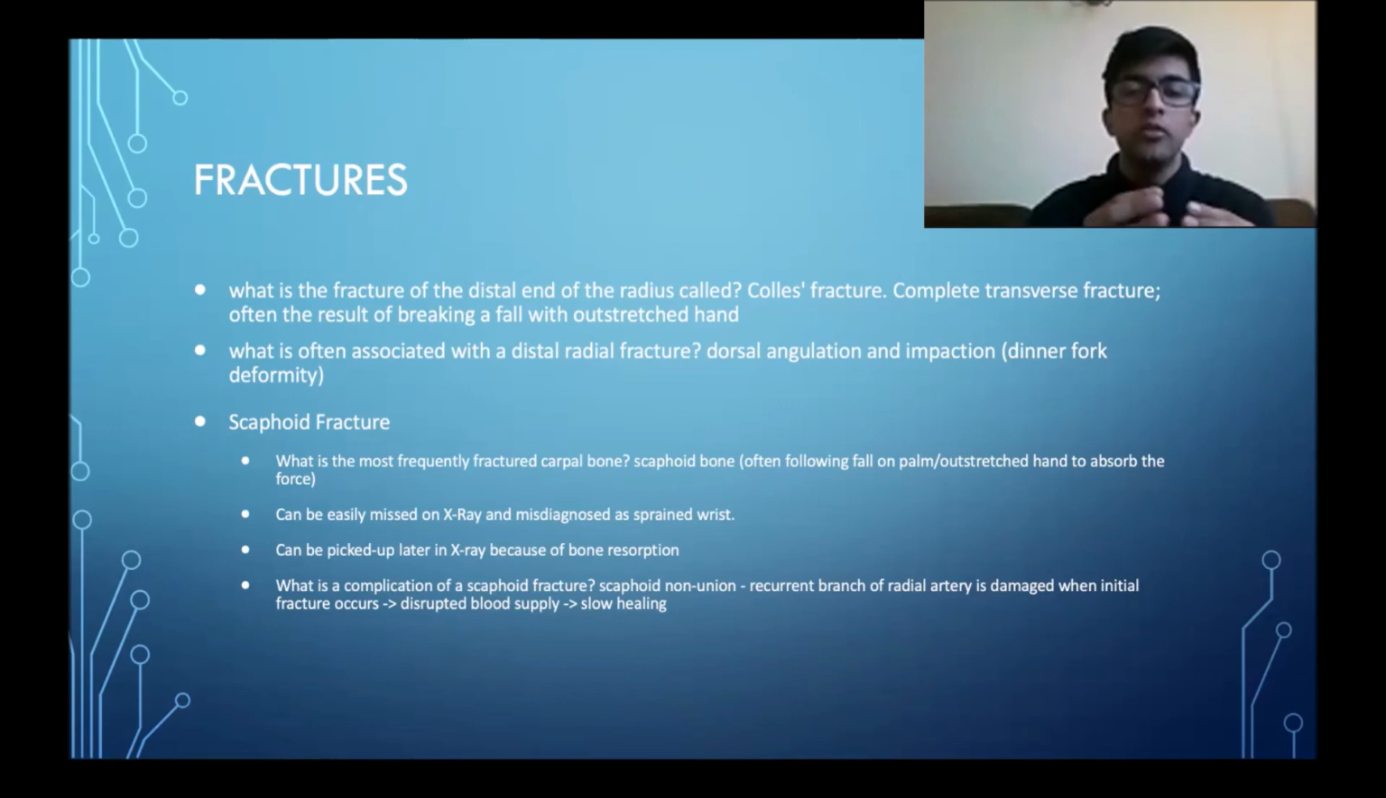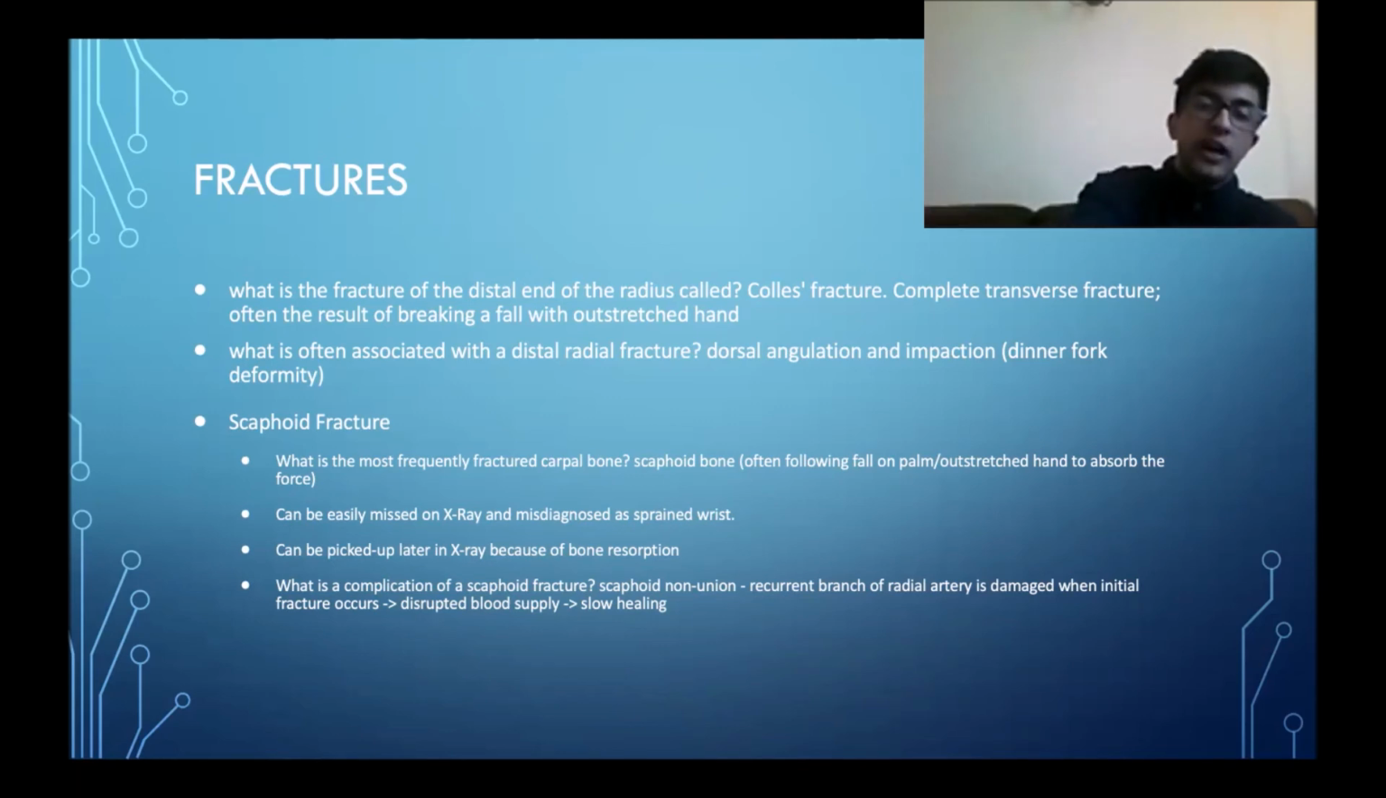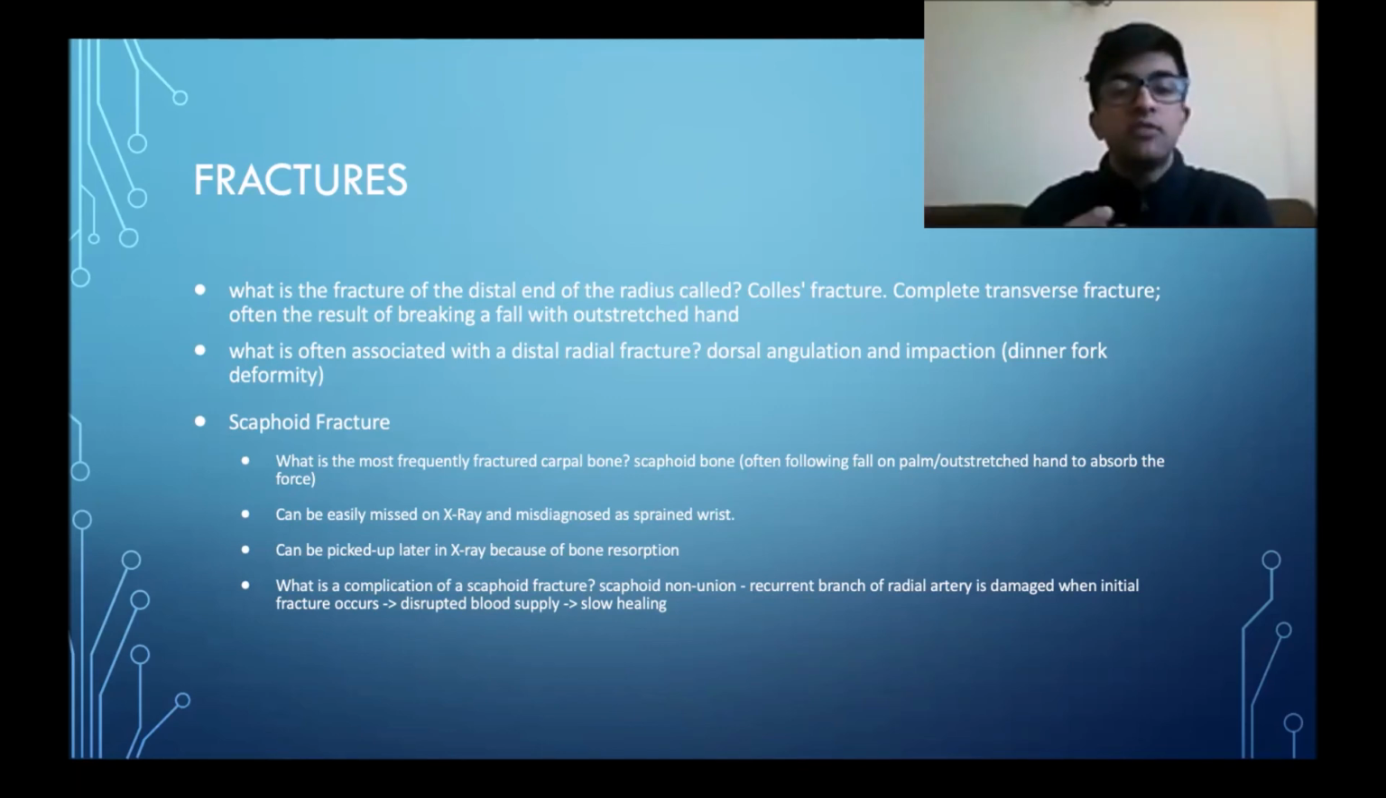Scaphoid non-union. Basically the recurrent branch of the radial artery is damaged when you fracture the bone on the outstretched hand. That means you have disrupted blood supply. So that means the nutrients or the cells needed for bone healing can't reach that region at the right time. So you have slow healing, and that's scaphoid non-union.